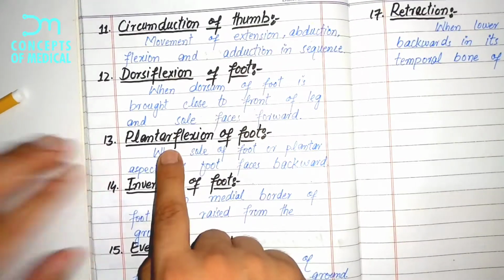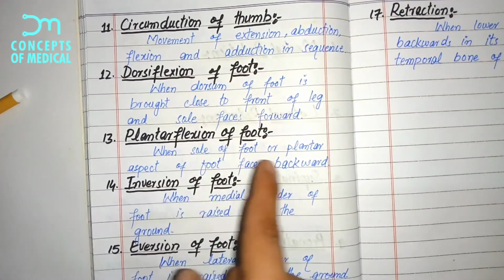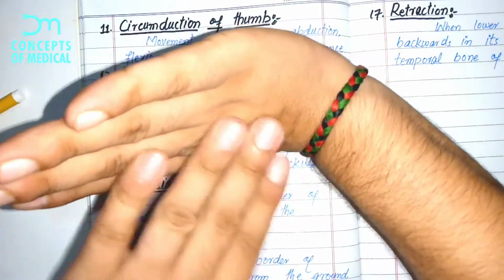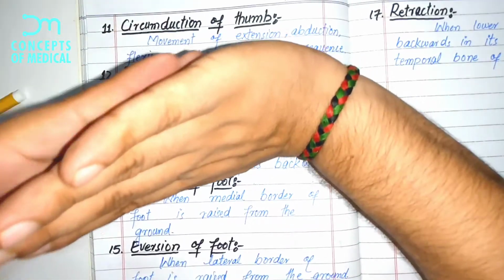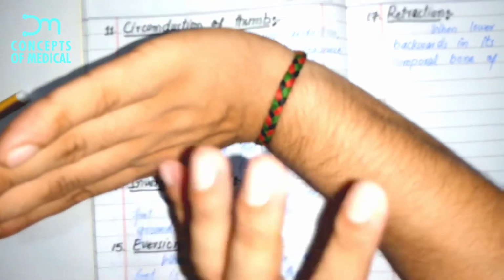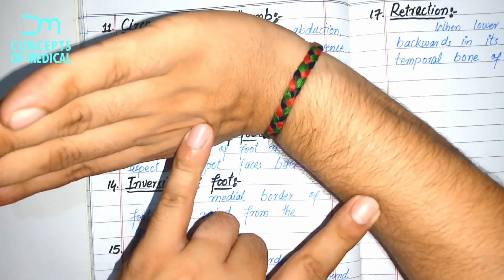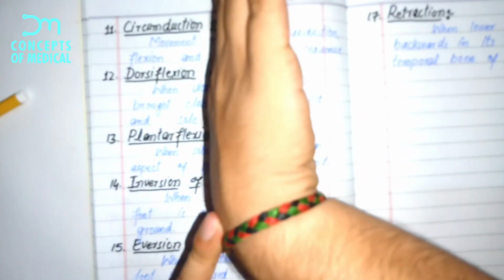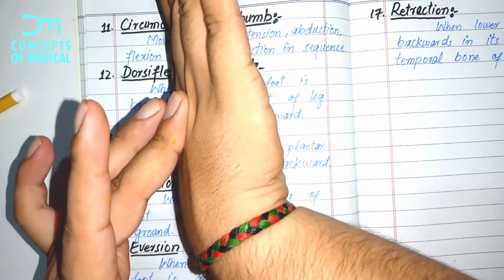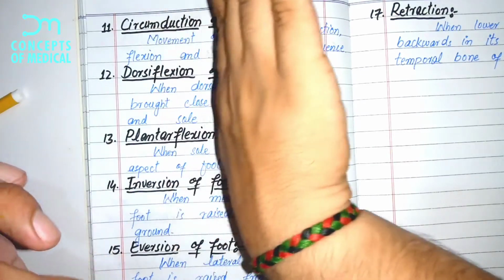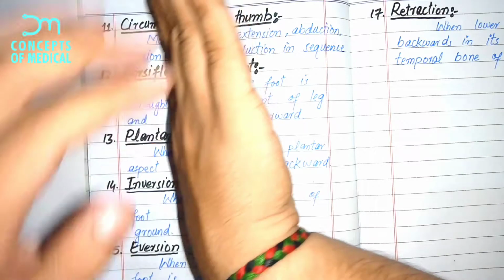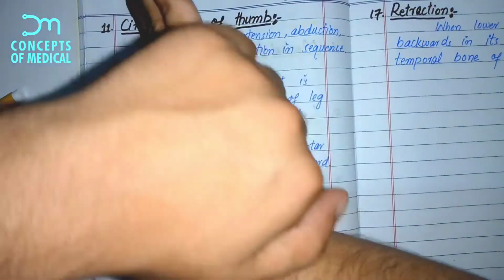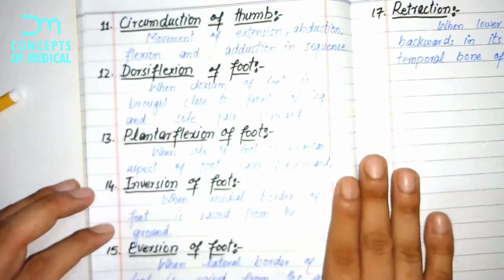Another term here is plantar flexion of foot. This is when the sole, the plantar aspect of the foot, faces backward. This is dorsiflexion, because the sole is facing forward and the dorsum is brought close to the front of the leg. The reverse movement of this is called plantar flexion of my foot, because the sole of my foot is facing backward.